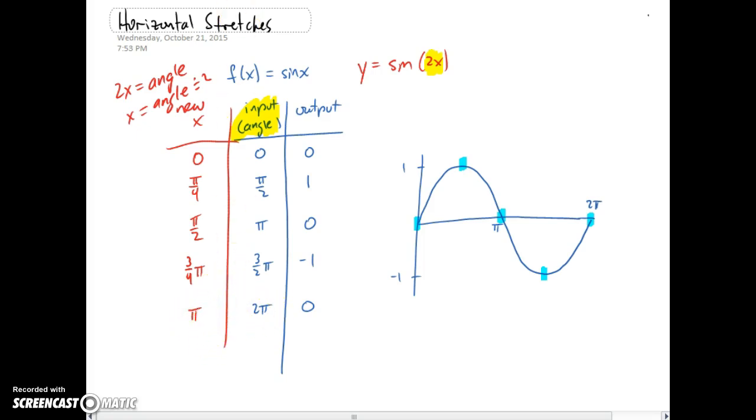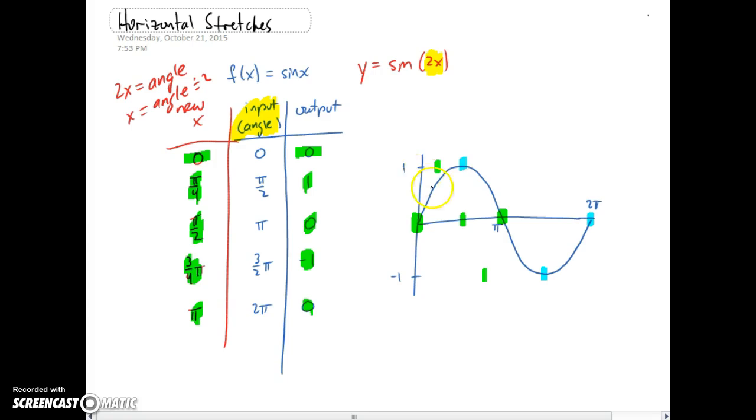So notice that at this point now, I get the point 0, 0, so that stays. I've got the point pi fourths comma 1, so I'm over here now at 1. Pi halves comma 0, so at pi halves I'm back here at 0. At 3/4 pi I'm at -1. And at pi, I'm back at 0.